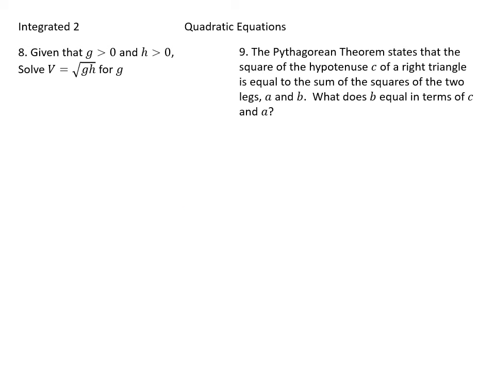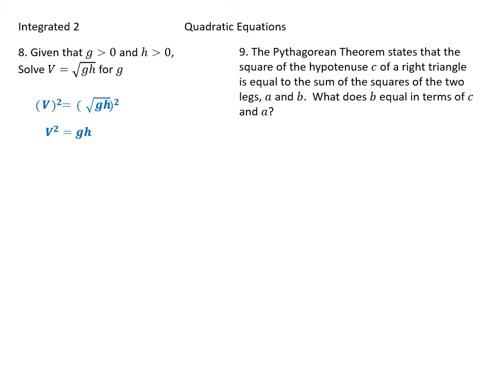Now the last couple, solving for a particular variable. First one, we want to take the equation v is equal to the square root of g times h, and we want to solve for g. So the first thing, we want g by itself, so we have to undo the operations that are happening with it. We've got g times h and the square root of that. The last thing we've got is square root, so we square both sides. That gets us v squared equals g times h.